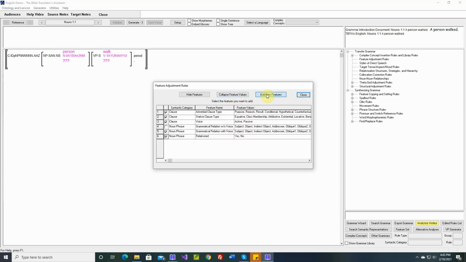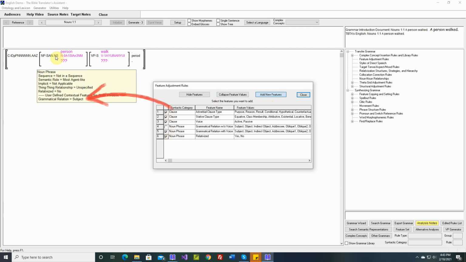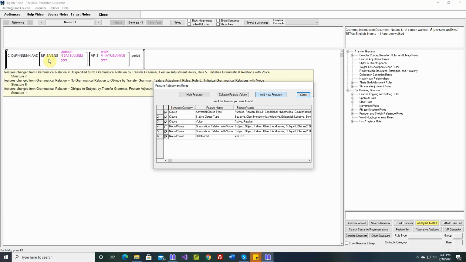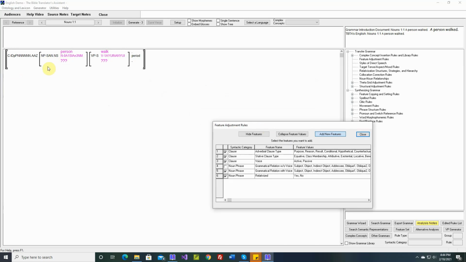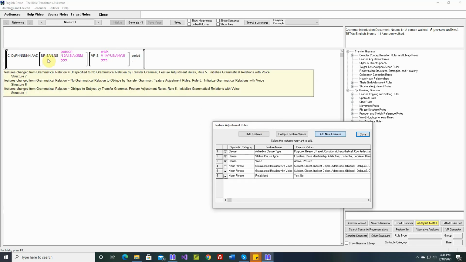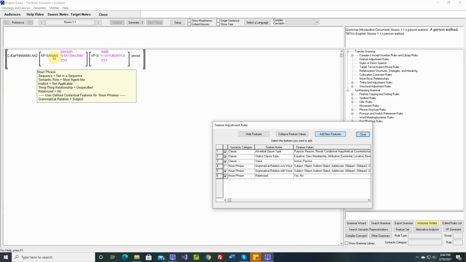Okay, add new features. We see these values have already been checked. These again were checked for us way back in that first video when we did all of the initialization. For example, if we rest our cursor here, we see grammatical relation equals subject. And that comes from, you can see, let's move this a bit. If we rest our cursor here, then we see the features. The pop-up shows us the features. It explains all those letters.